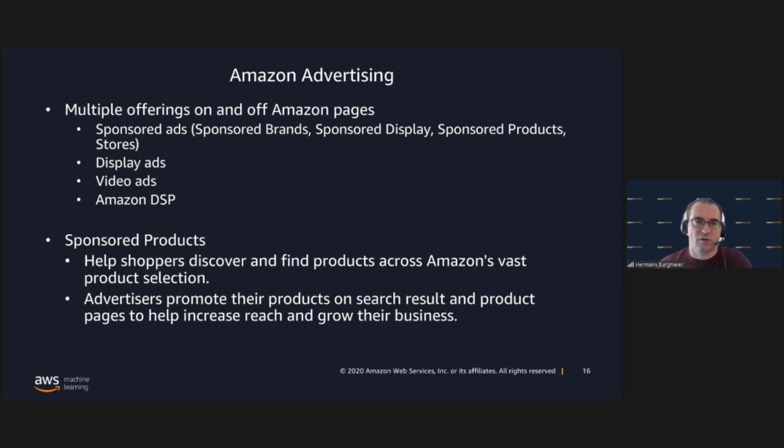So Amazon Advertising is an offering that we have for sellers and advertisers to promote their products and brands off and on Amazon pages. We have multiple offerings in that space. I'm specifically working on Sponsored Products, and Sponsored Products is our offering for sellers to make their product stand out in, for example, the search and the product pages.